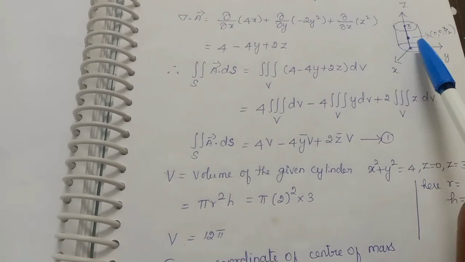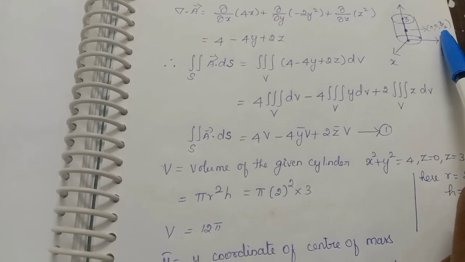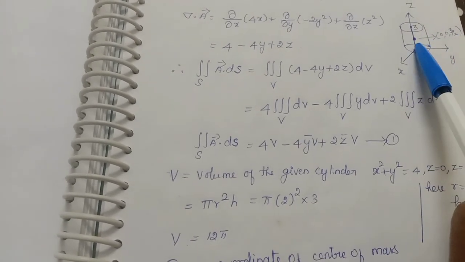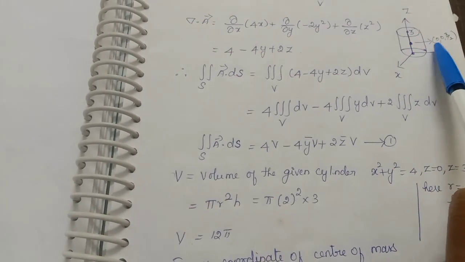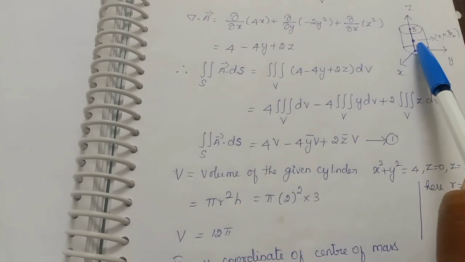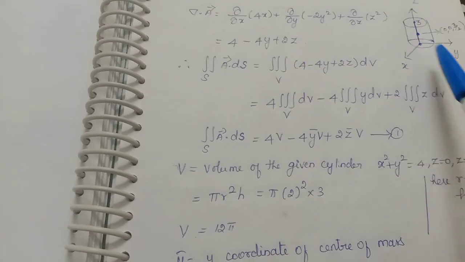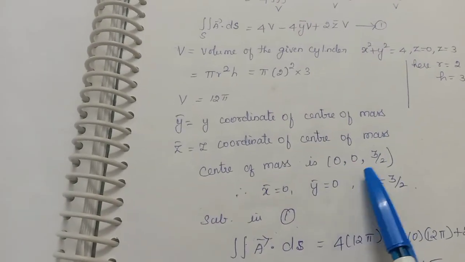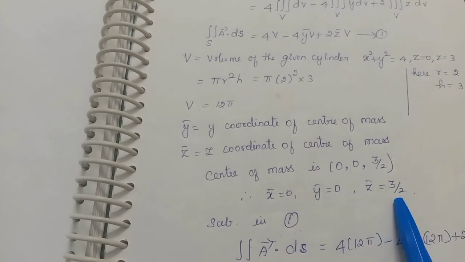And the z value: here this is from 0 to 3, so the midpoint will be what? 3 by 2. Since this is along the z axis, x and y coordinates are 0, and the z coordinate is the midpoint of 0 and 3. What is the midpoint of 0 and 3? 3 by 2. So the center of mass is given by 0, 0, 3 by 2. That means x bar is 0, y bar is 0, z bar is 3 by 2.